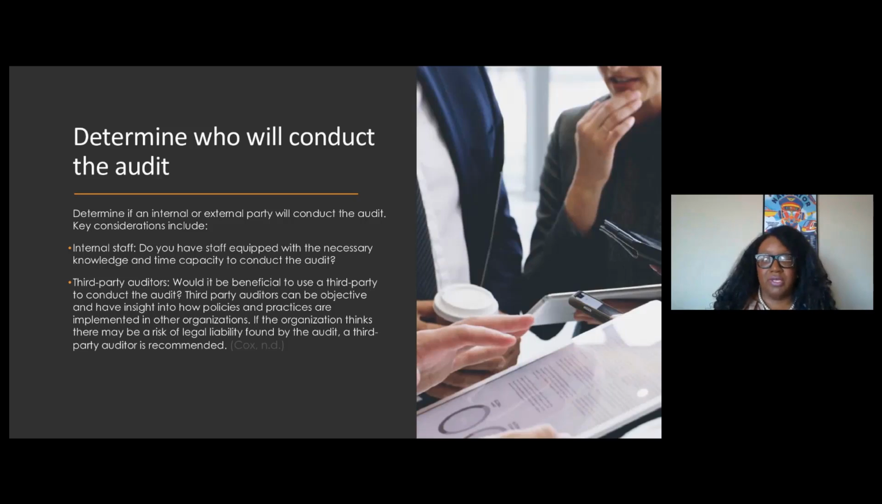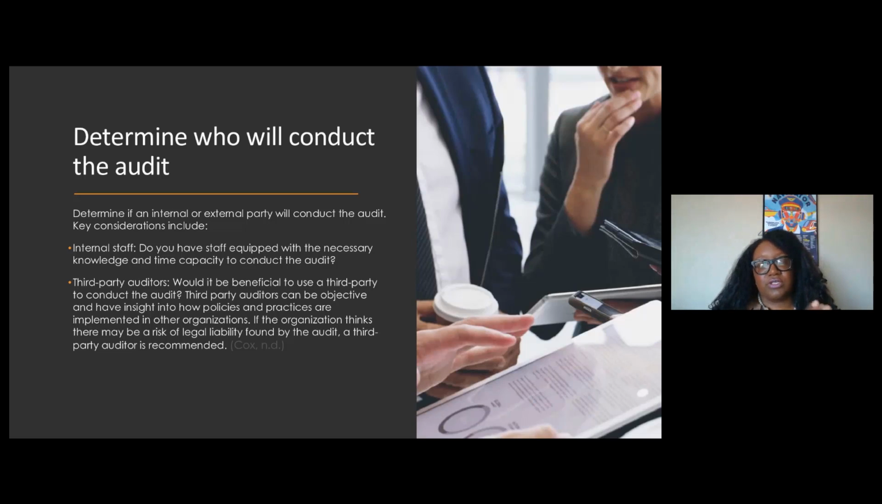So this one is a big question that I get a lot: determining who will conduct the audit. There are two approaches, and you can do either. There's no wrong or right answer, but you can do it internally. The question is, who is the staff that will do it, making sure that they have the appropriate understanding of the project, as well as understanding of some of the laws around PII to do an audit.